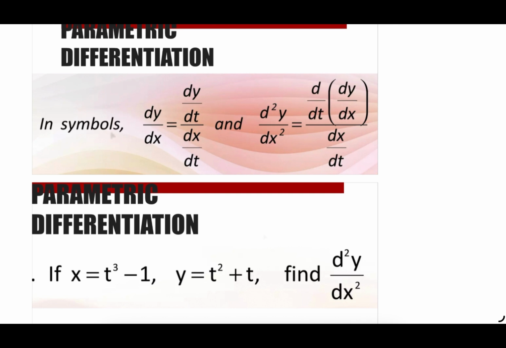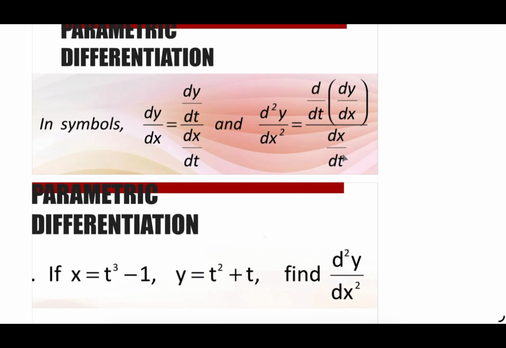In taking the derivative, the first derivative dy over dx is found by taking dy dt divided by dx dt. And the second derivative, d squared y over dx squared, is d dt of dy dx divided by dx dt. Now let's look at some examples.